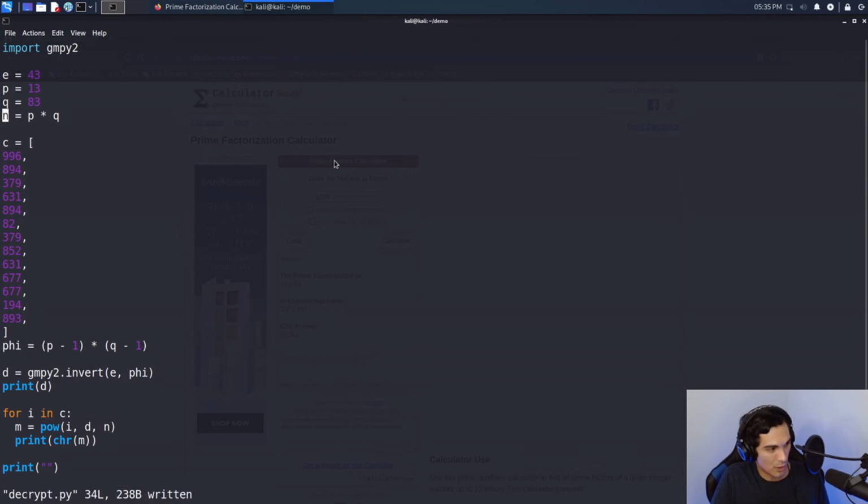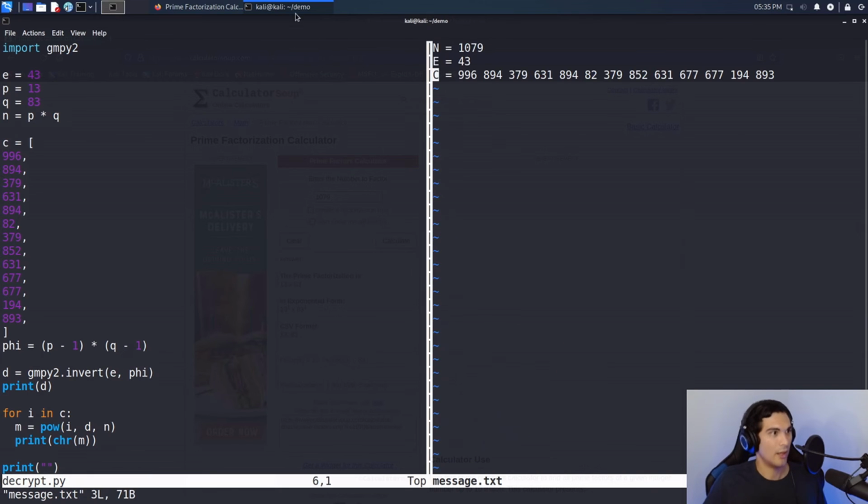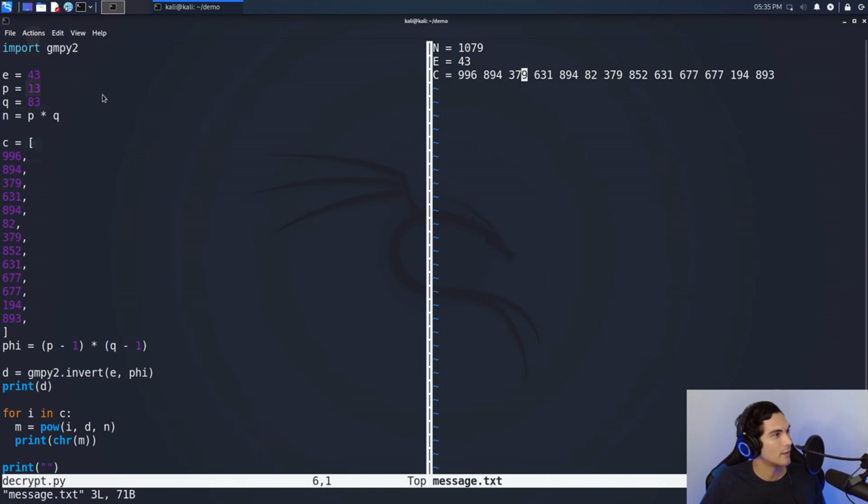Let me show you where the rest of the values came from. I'm going to close out of Firefox because this ad for food is making me hungry. So we got P and Q from N. N is N, we went online, we factored it, and we got these two prime numbers. That's P and Q. E is E, that's copied and pasted. And then again, N is equal to P times Q. Now C is the ciphertext.